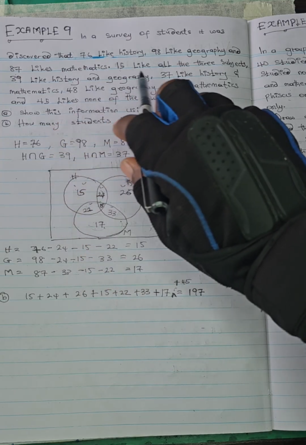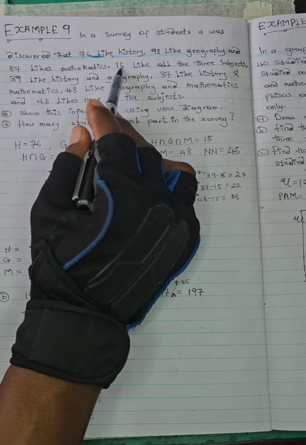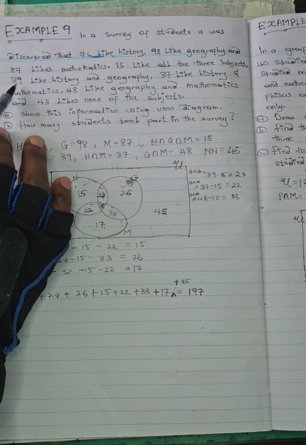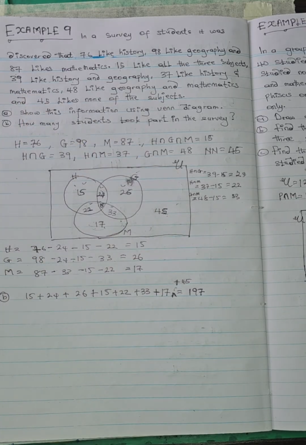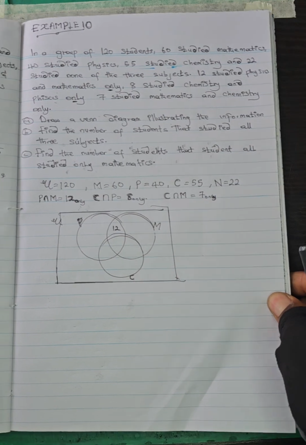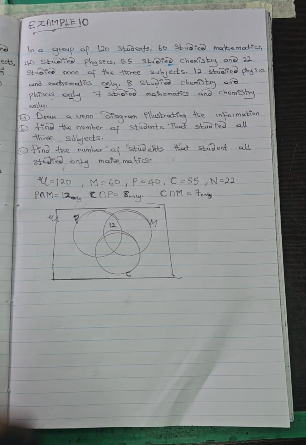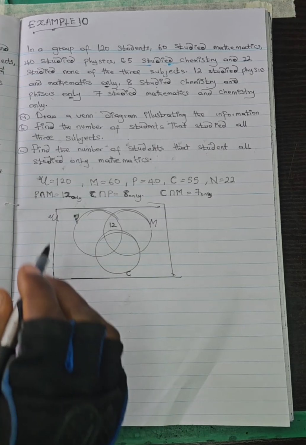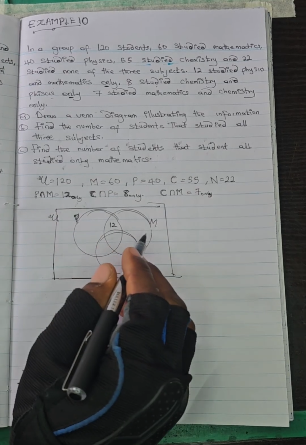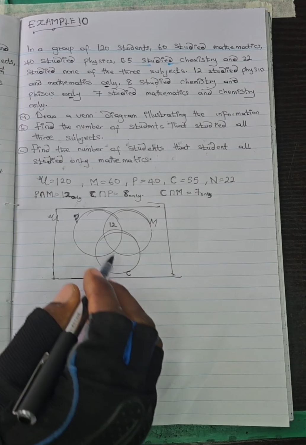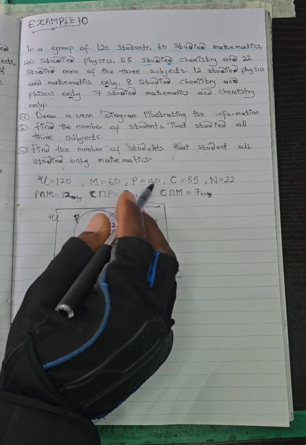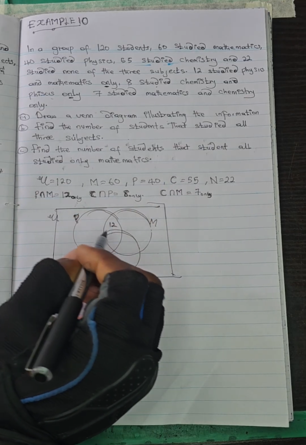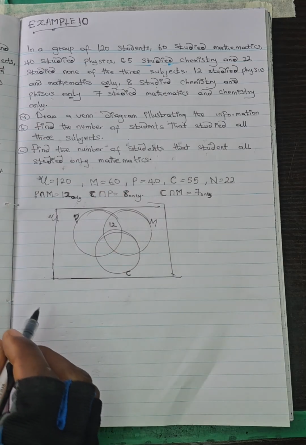That's because if you go to the sentence, it was written 39 like history and geography. They didn't put only, meaning this 39 also contains those that like all the subjects. But in this case that we are trying to solve, we have a case where they say 12 like physics and mathematics only, meaning just physics and mathematics. It doesn't include those that also like chemistry, because we know that if you sum 60 plus 40 plus 55, it is more than 120, meaning there is possibility of those that like the 3 subjects in combination.